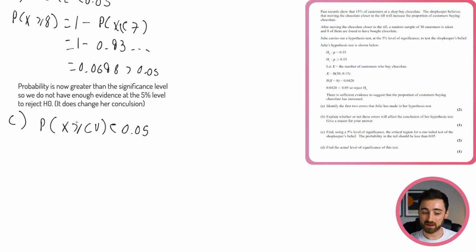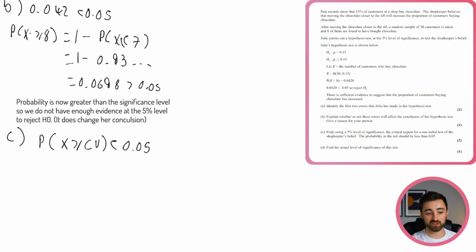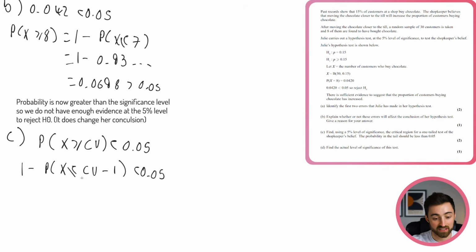Now, because my calculator can't work this out directly, I need to do this bit of logic with algebra. The probability that X is greater than or equal to something is just 1 minus the probability that it's less than or equal to that thing minus 1. Like here it was 8, so it's 7. So here it would be CV minus 1. So I need to rearrange. I want to get this on its own, so I'm going to add this and then take the 0.05. So the probability that X is less than or equal to CV minus 1 is going to be greater than 1 minus 0.05, so 0.95.